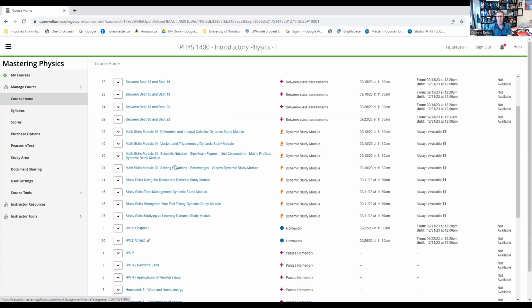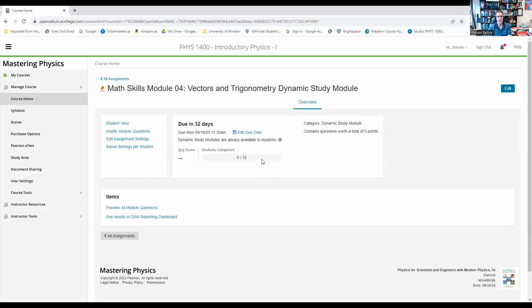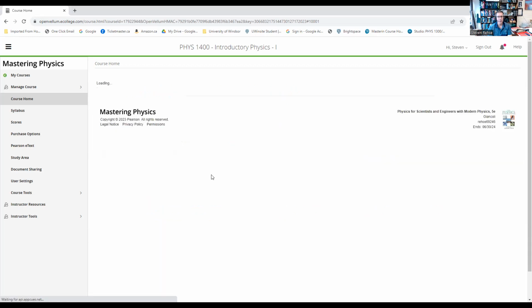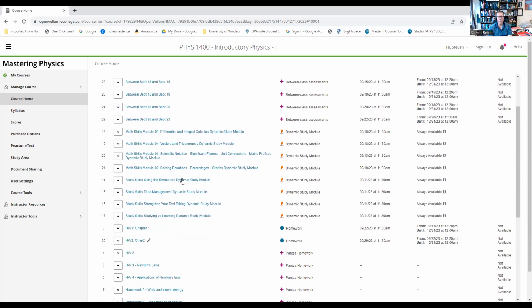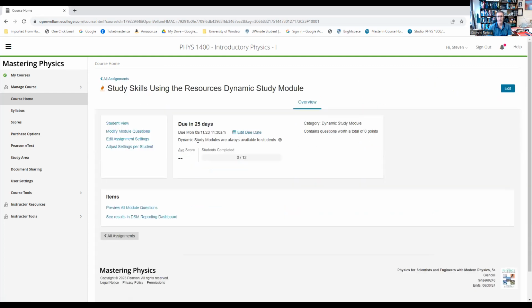So these are just, how do you use the dynamic study modules, strengthen your test taking ability. But then I have some that are going to be really important. Math skills, solving equations, scientific notation, vectors and trig, which everybody has troubles with. Oh my goodness, does everybody have trouble with these guys? So I would suggest first you go to what is using the dynamic study modules. I would probably go to this one first.